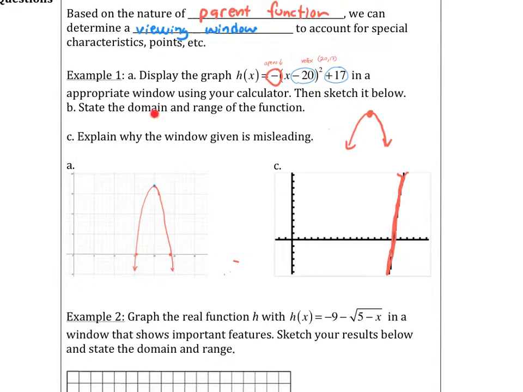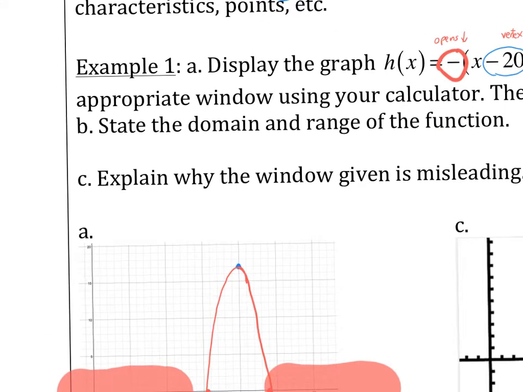Let's see what our domain and range are going to be. B says state the domain and range of the function. Remember that the domain is just the x values that this function will correspond to, and it looks like it goes forever in this direction and forever in this direction, which means along this axis it will go forever in these directions. So in this case, my domain will be pretty much all real numbers.